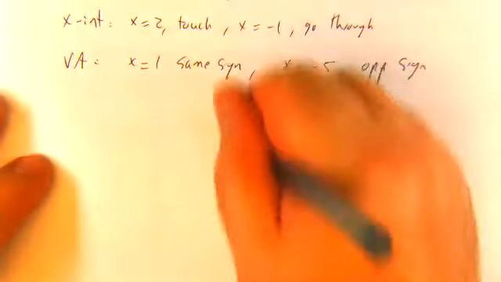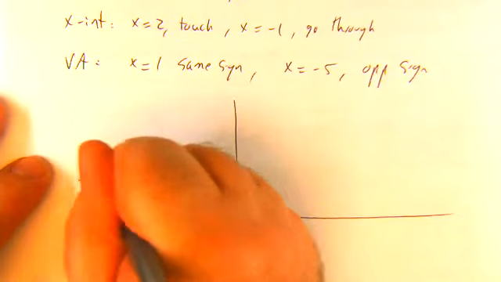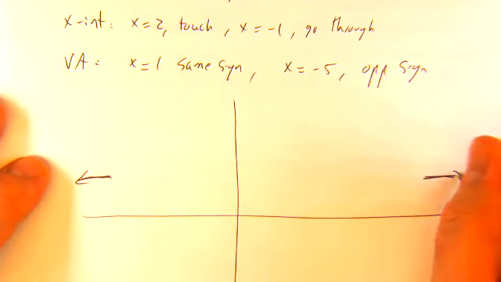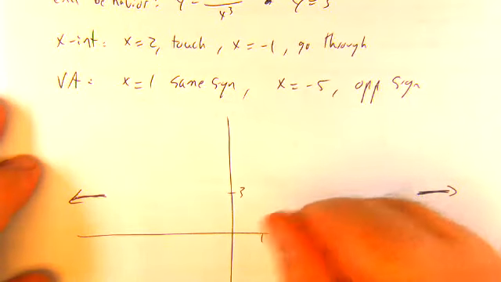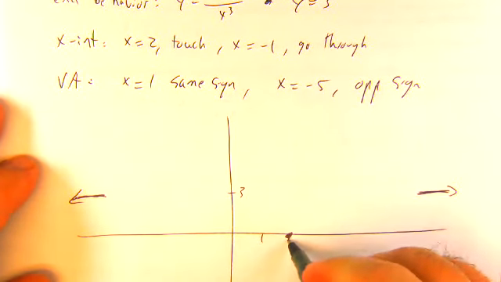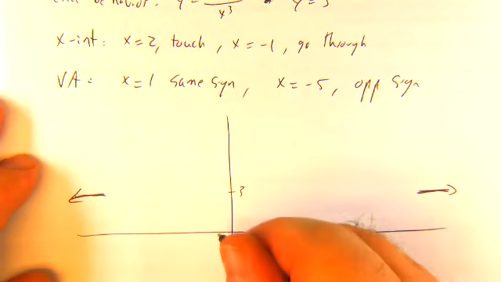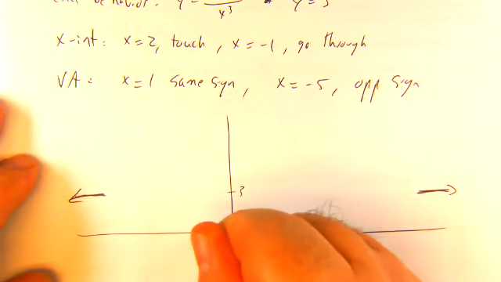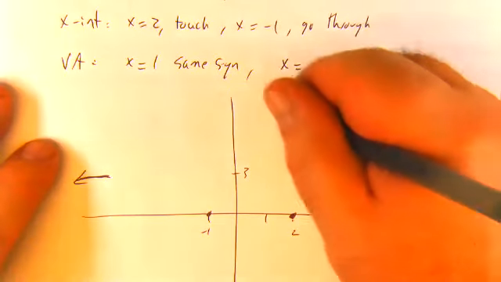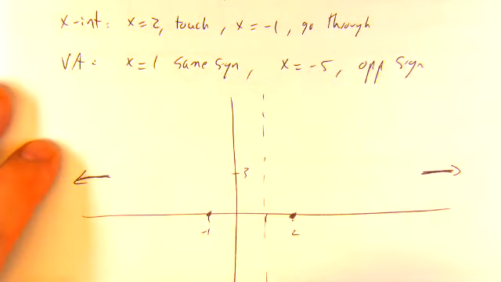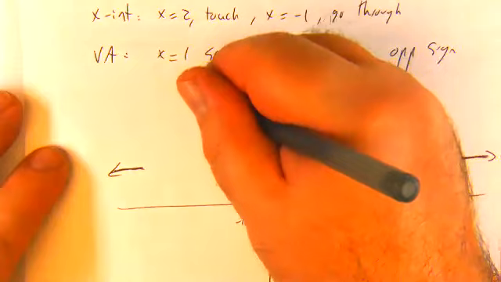Okay, so what does our graph look like? We have to start at y equals 3 and end at y equals 3. So there's my end behavior. We know that at 2 we touch, and at minus 1 we go through. And we've got a vertical asymptote at x equals 1. And so x equals 1 is my vertical asymptote. And the other vertical asymptote is x equals minus 5.